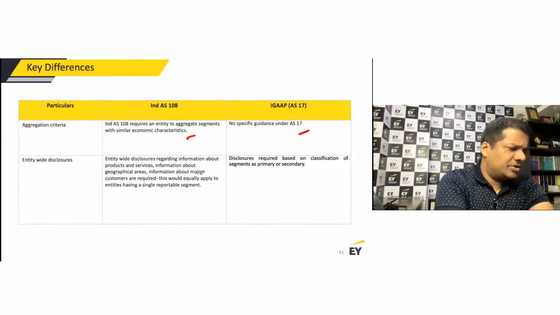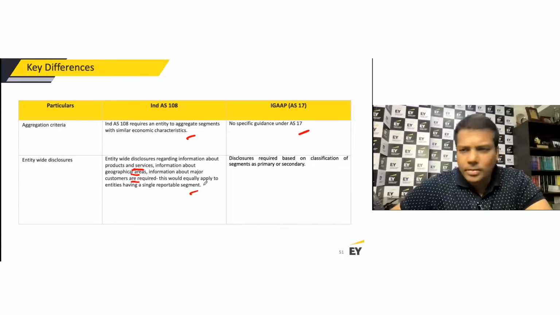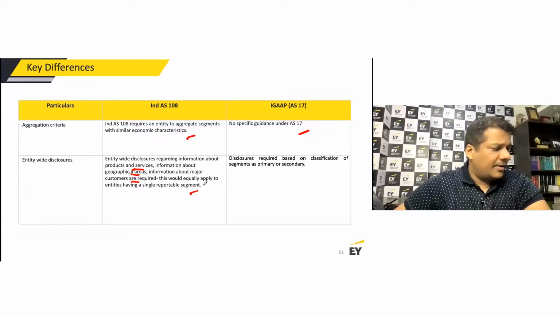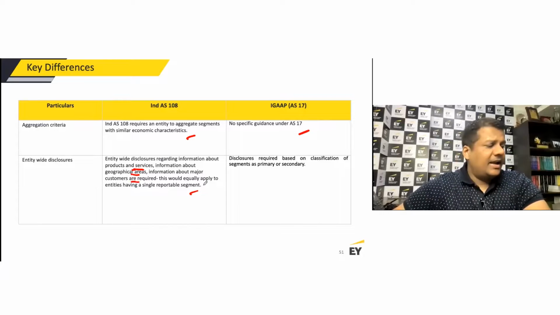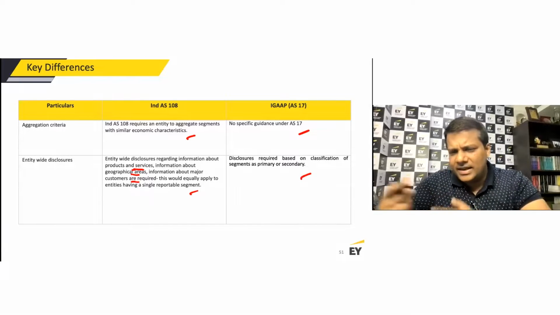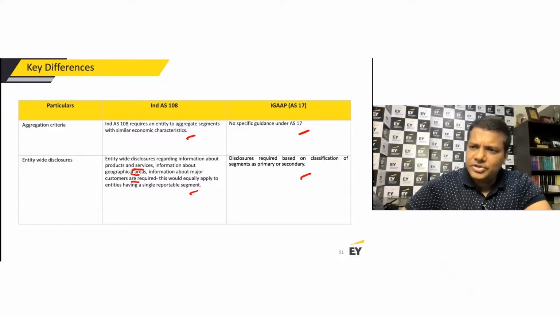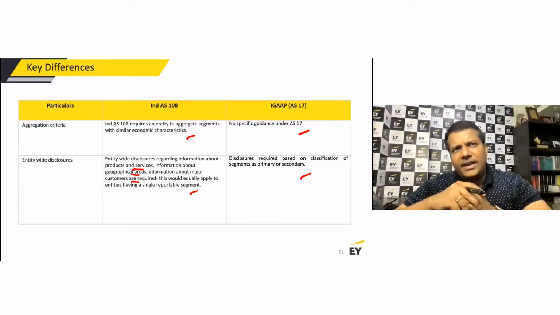Entity-wide disclosures, again, are required based on product and services or geographical area. Disclosures about major customers are required, and apply equally to entities having a single reportable segment. And here, it is based on classification of segment as primary or secondary. So you do primary, and then your secondary is like an additional set of information which you need to provide. So that's the broader distinction between Indian GAAP and IND AS.